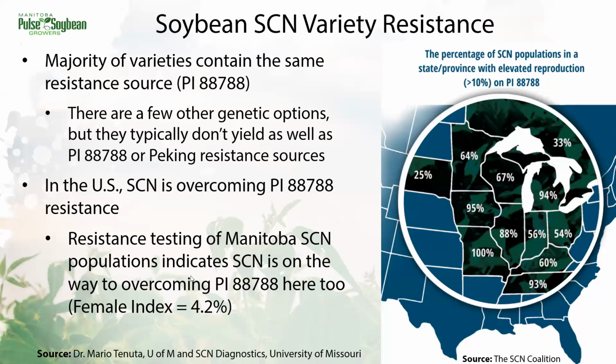In this map of the states on the right, though, these percentages are the amount of fields where the SCN population has overcome the PI 88788 source of genetic resistance, over that 10% female index. North Dakota isn't listed here, but it is about a third of the SCN populations in the southeast part of their state that has overcome resistance. So for us here in Manitoba, this resistance does still work for now, but it's good to keep in mind that this might not always be the case.